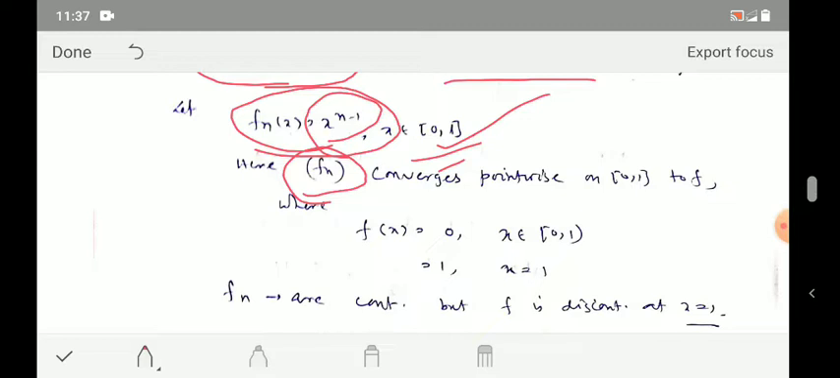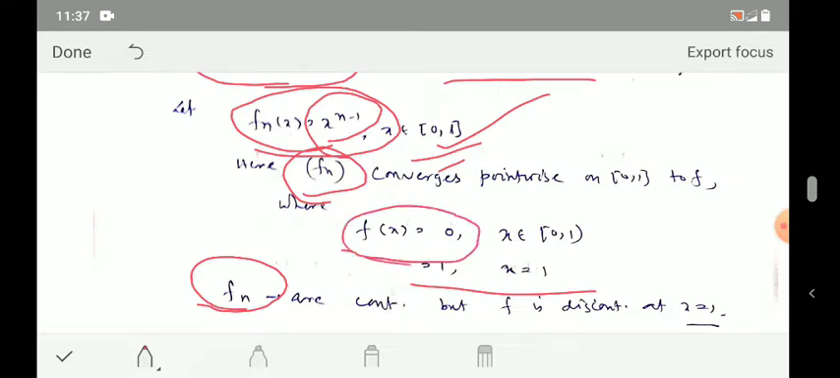But the limit function of fn is given by f(x) equal to 0 for x belongs to the open interval 0 to 1, and 1 for x equal to 1. Therefore f is obviously a discontinuous function at x equal to 1. So here you see that fn are all continuous, but the limit function is discontinuous.